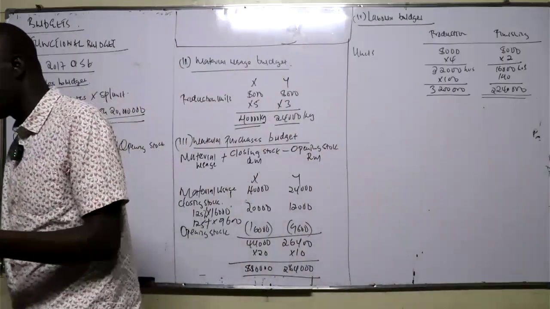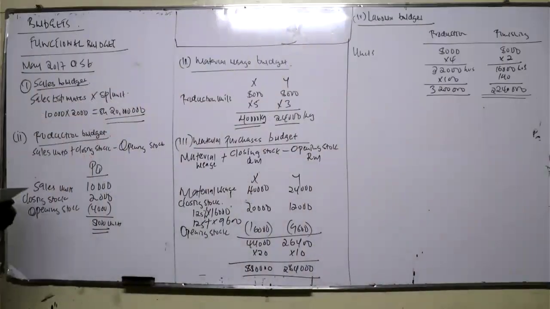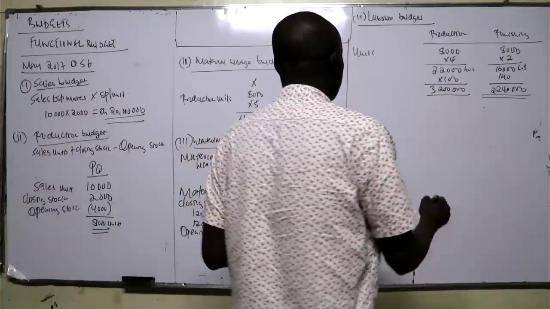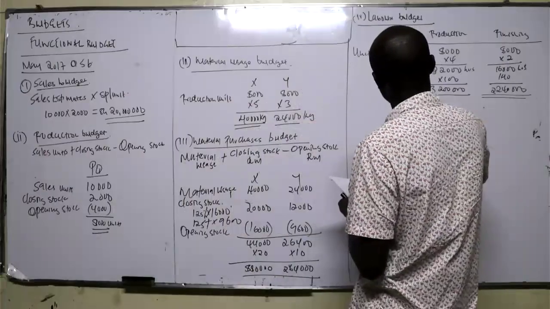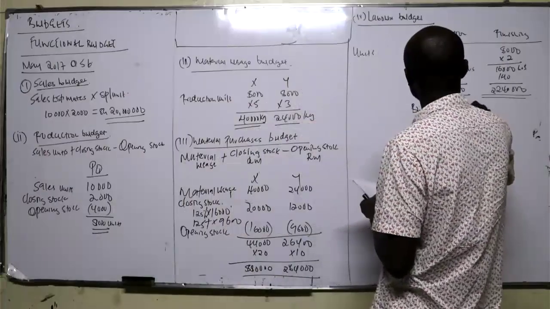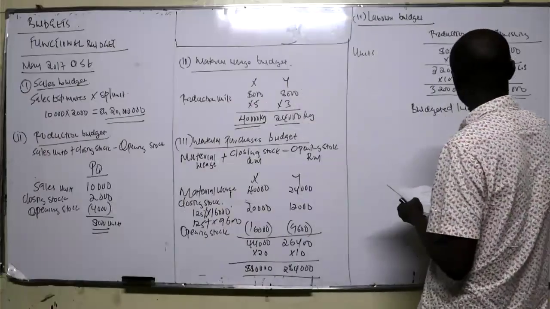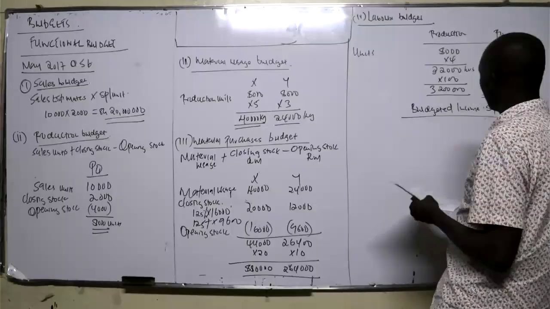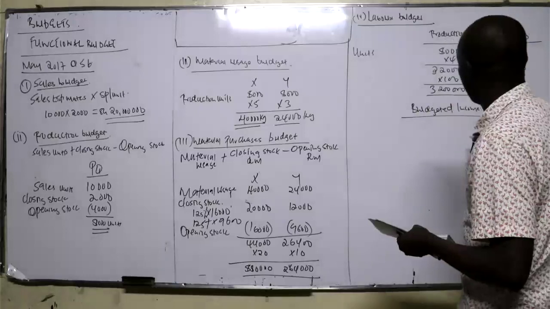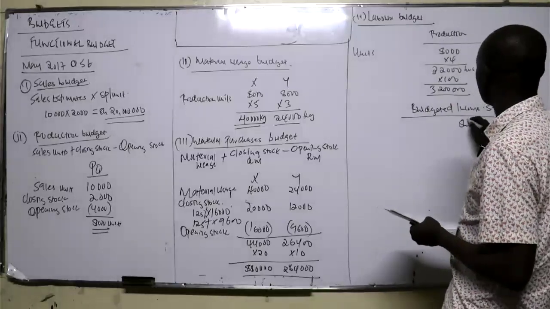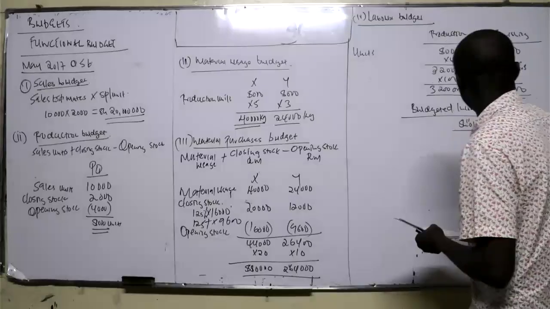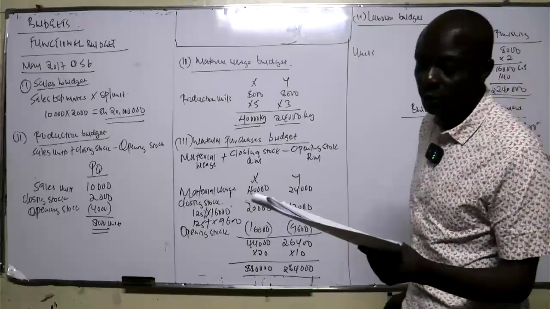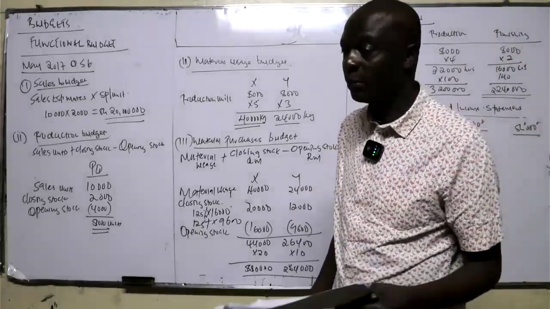You have prepared the sales budget, we have prepared the production budget. So we have quite a number of marks. But we also have the budgeted income statement. So we come here and prepare the budgeted income statement. So I hope everybody is following. Yeah? So here we have shillings, you can put in thousands so that we don't have a lot of big numbers.